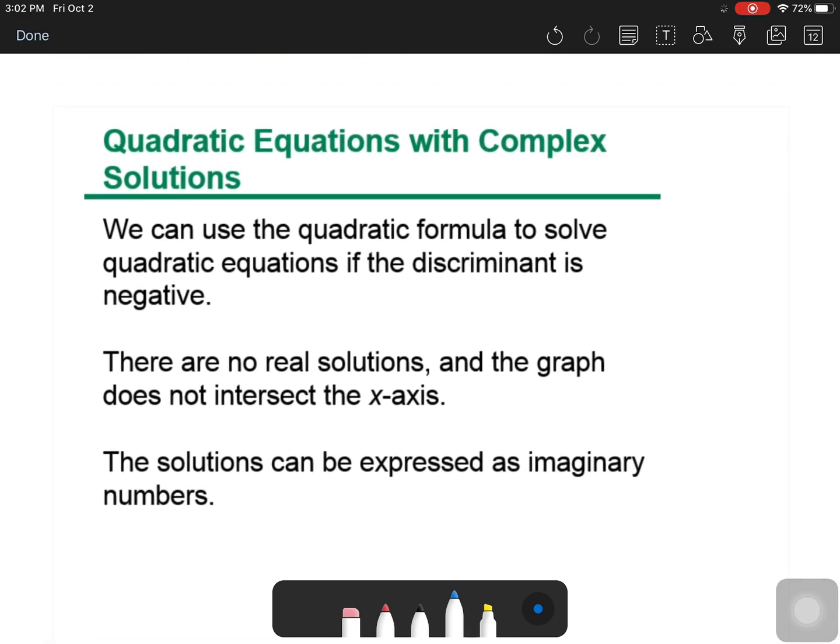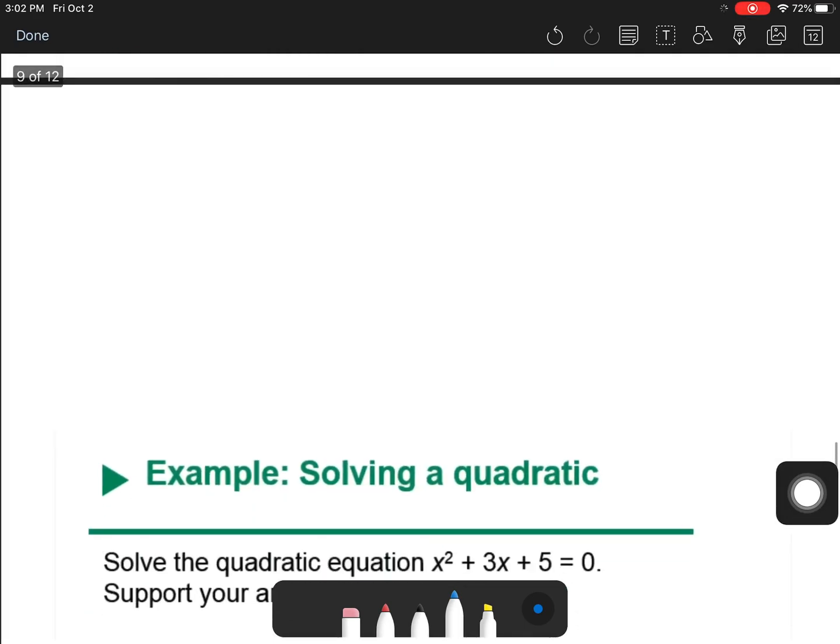All right, so quadratic equations with complex solutions. It says we can use the quadratic formula to solve quadratic equations if the discriminant's negative. There are no real solutions, and the graph does not intersect the x-axis. That's when they say verify graphically, that's basically what you would do: you can graph it on your calculator and see, well, if I got an imaginary solution, then it shouldn't cross the x-axis. Solutions can be expressed as imaginary numbers.